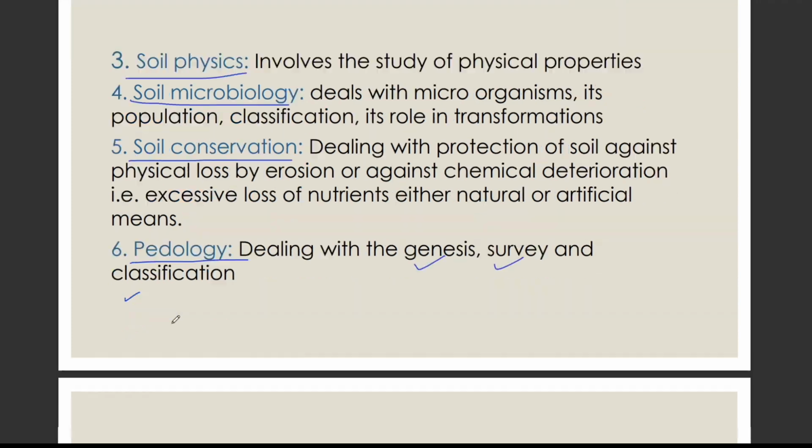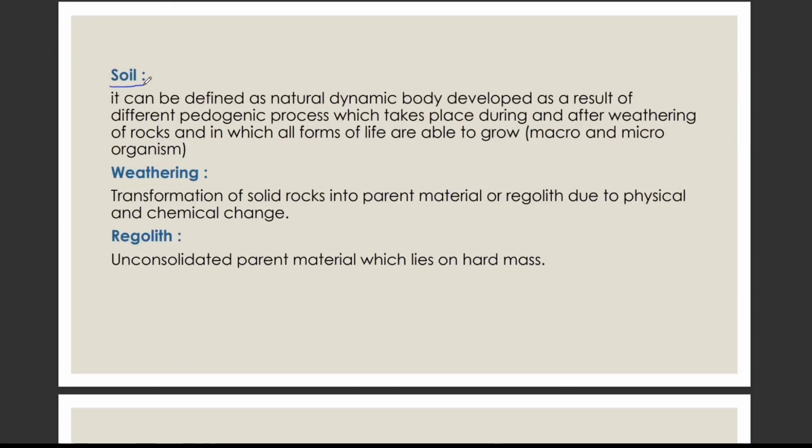After that we have the definition of soil. Soil is defined as a natural dynamic body developed as a result of different pedogenic processes which take place during and after weathering of rocks, and in which all forms of life are able to grow, mainly macro and microorganisms. If you see what soil is, you can simply define it as a natural resource present on the earth's surface, created by some pedogenic processes which include the weathering process.